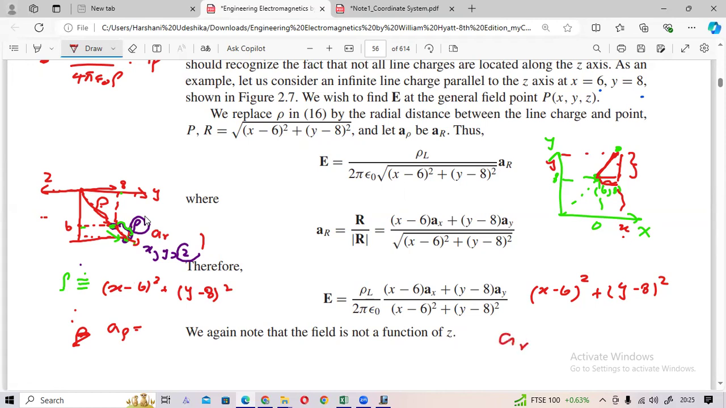So ar is the unit vector, the direction. How do we find the unit vector? We take the full length: the vector r divided by its magnitude. This is how we find ar. So what is r? It is the vector from here to here. How do we find the vector length? How to find the vector length from here to here?